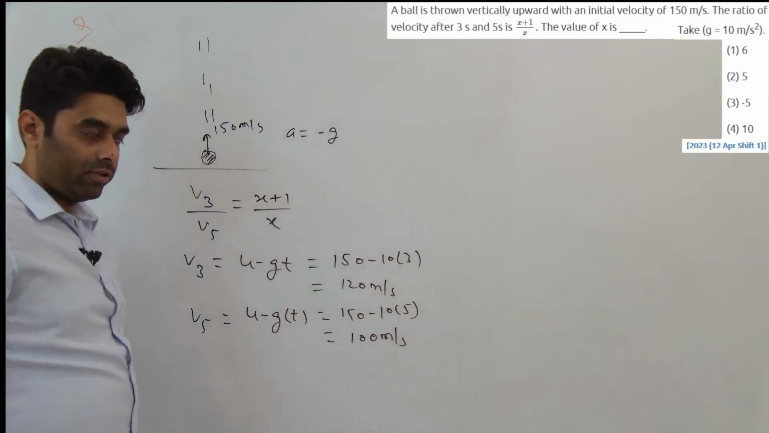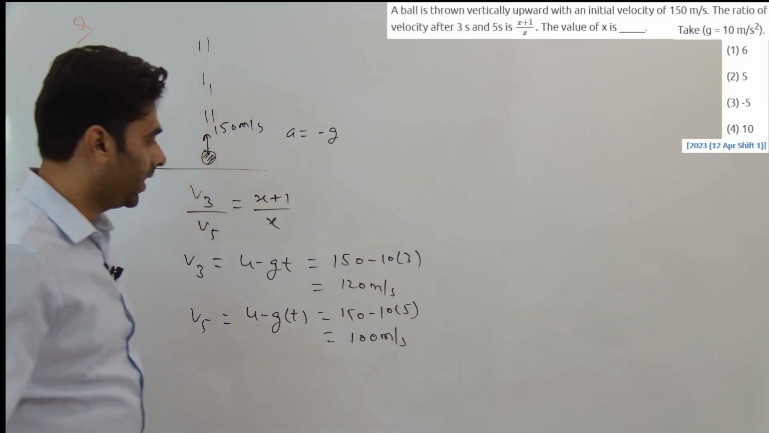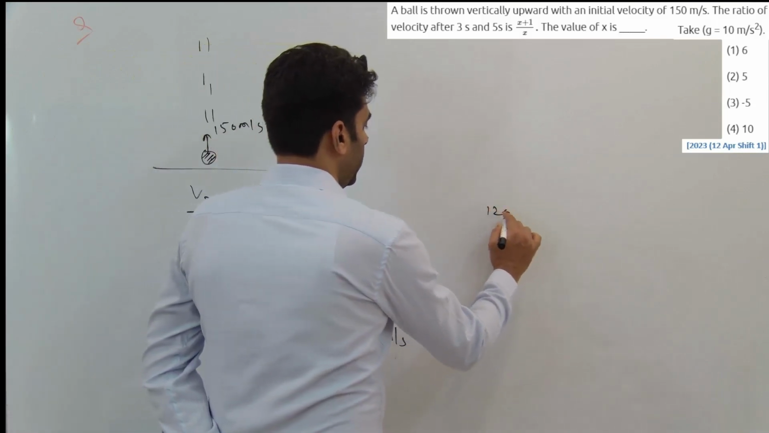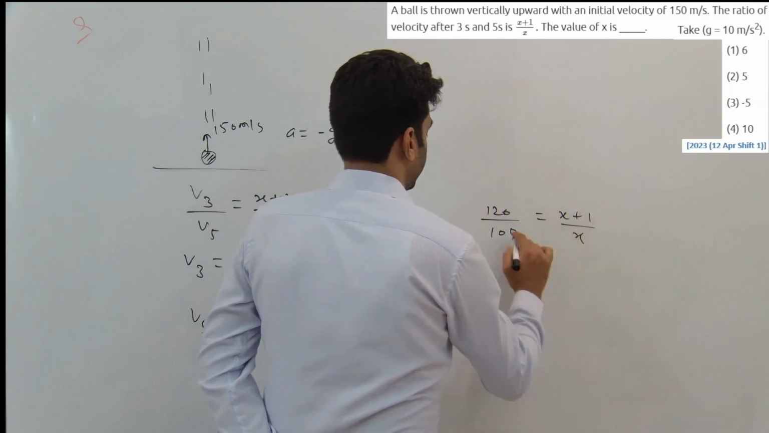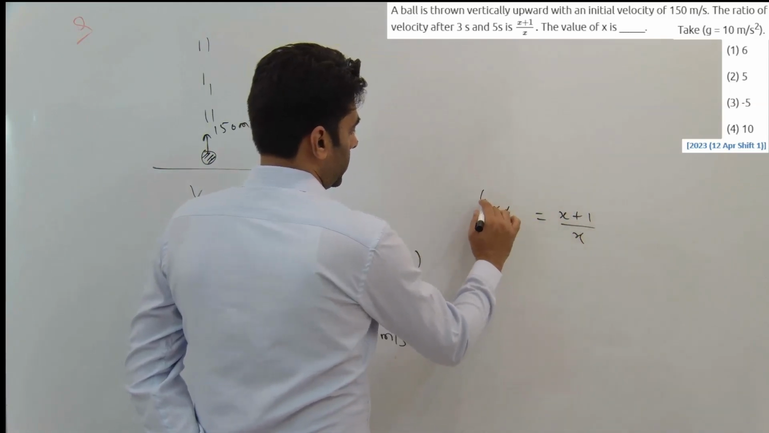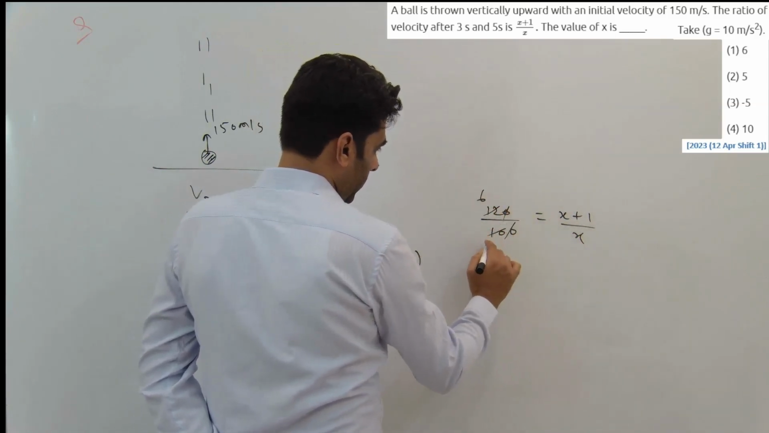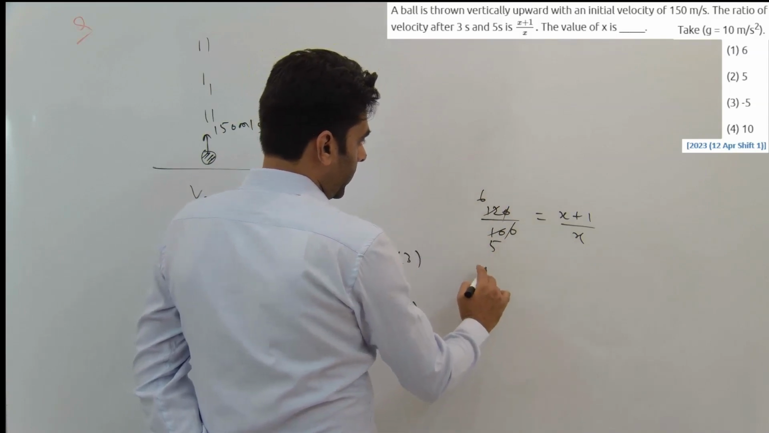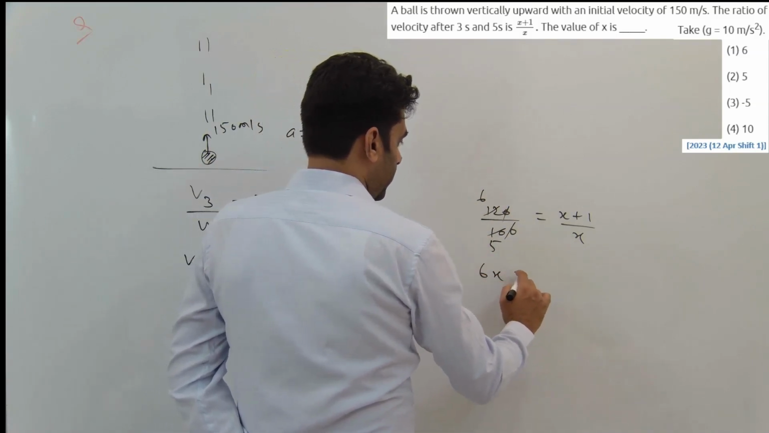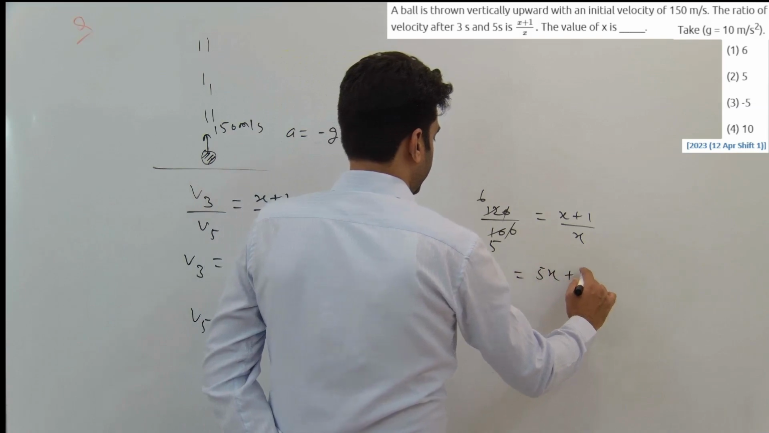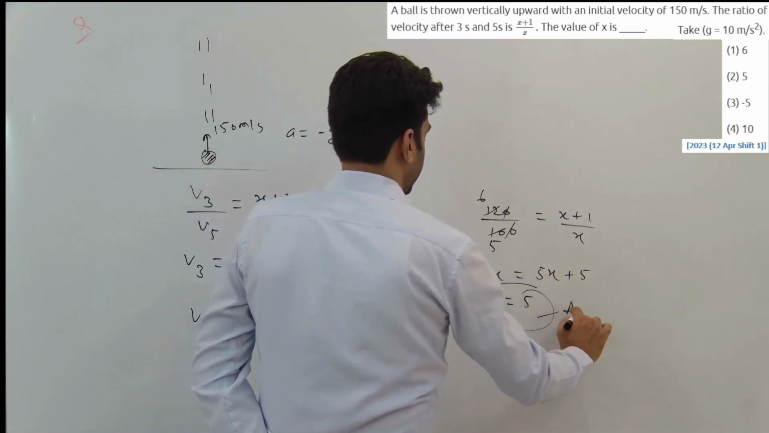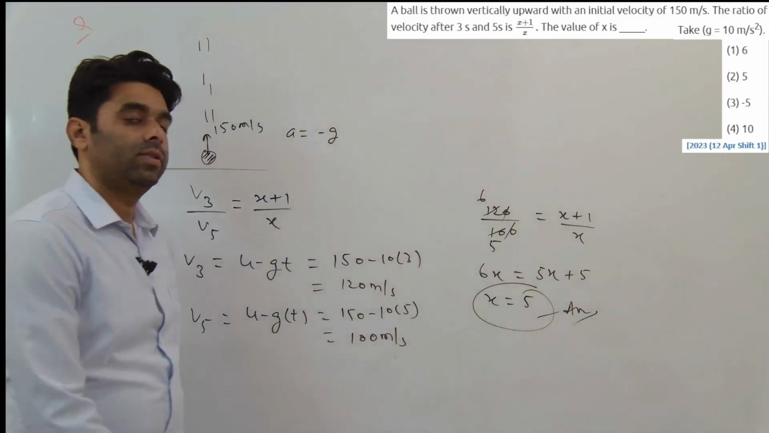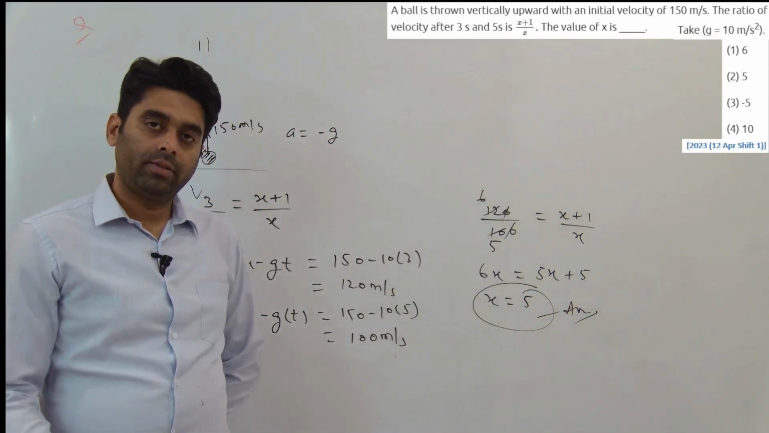Let us take their ratio and equate it to (x plus 1) by x. So 120 by 100 is equal to (x plus 1) by x. We get 6 by 5, so 6x is equal to 5x plus 5, x is equal to 5. Our answer is x equal to 5, right? Let's look at the next question.